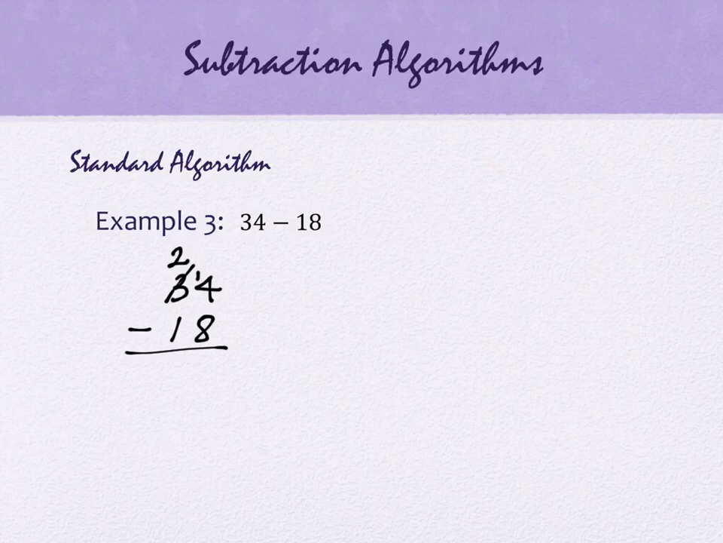But either way, I have regrouped one of my 10s into the 1s column so that I now have 14 1s, and I can subtract, giving me a 6, and then the 2 minus 1 giving me a 1. So I'm regrouping.